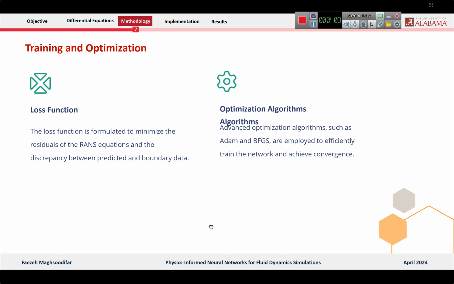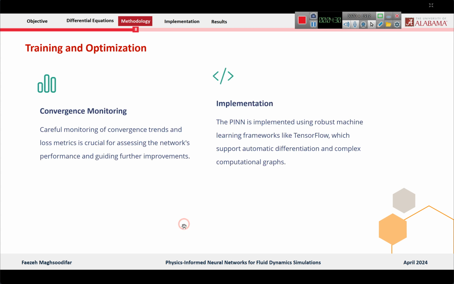To make sure our network is doing well, we train it using data and monitor its performance through something called the loss function. The loss function is contained in the RANS equation. This helps us see how close the network's predictions are to the actual data. We also use an optimization algorithm to improve its accuracy over time.